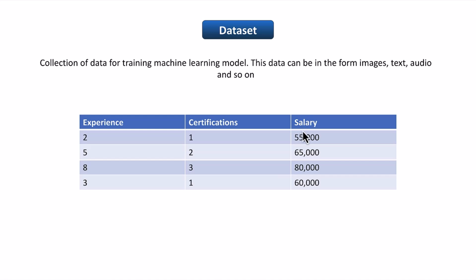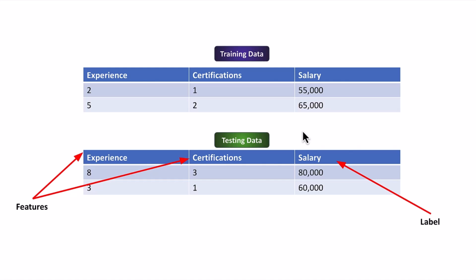After collecting that data, we split it into multiple parts, but the main two parts are called training data and testing data. As the name suggests, on training data we train our machine learning model, and on testing data we test our model after training.